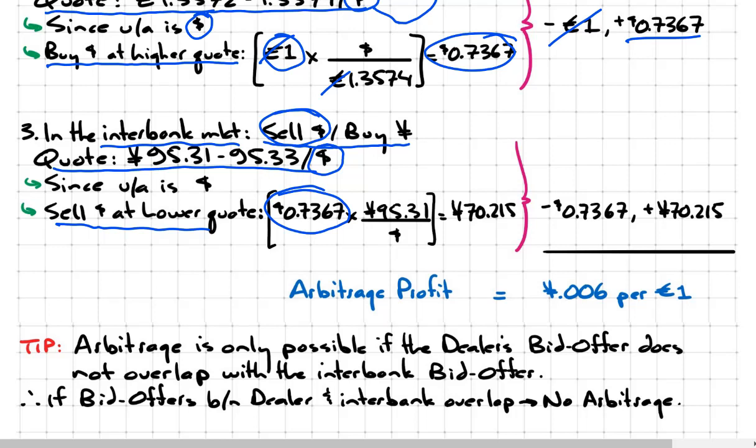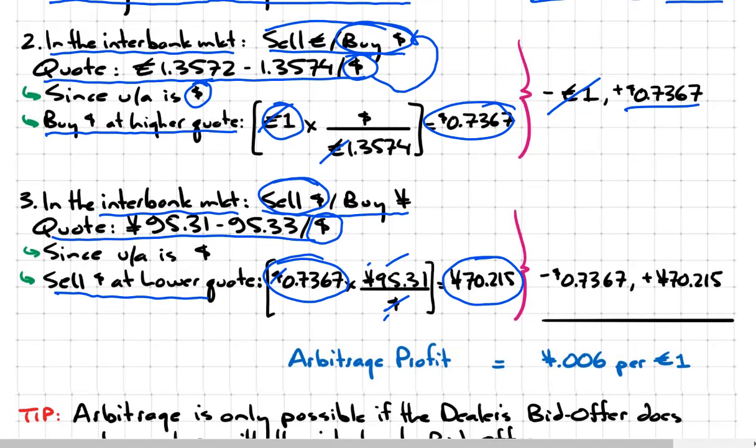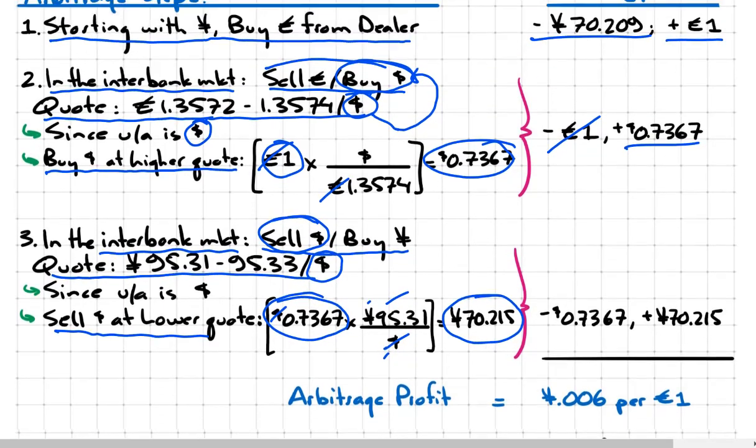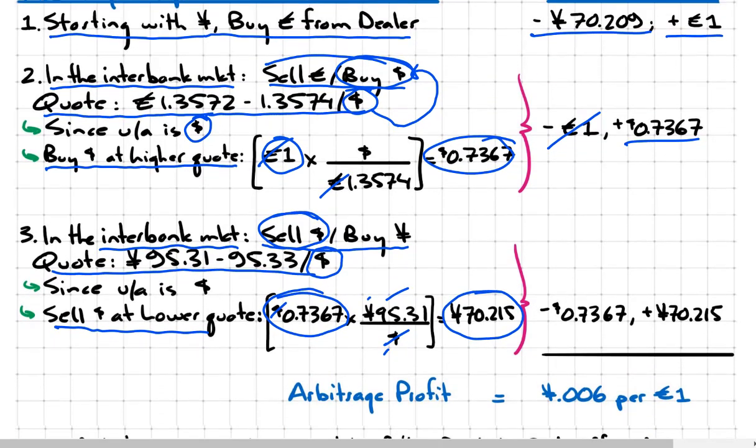And remember, I'm trying to get rid of the dollar. So first I position my numerator and denominator. I put the dollar in the denominator, so these cross out. And then as we said over here, we use the lower quoted FX in the interbank market. And then we get this much yen. And then the process is complete. So we deliver the dollars and we get this much yen right there.